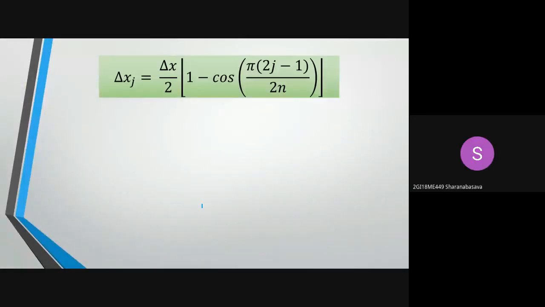The next steps will be common here. That is, we are going to use the Chebyshev spacing method in order to find out the precision points as well as the precision angles. So the equation is going to remain the same. That is, delta f xj will be delta x by 2, 1 minus cos of pi into 2j minus 1 divided by 2n. So what changes here is this n value compared to your earlier problem.